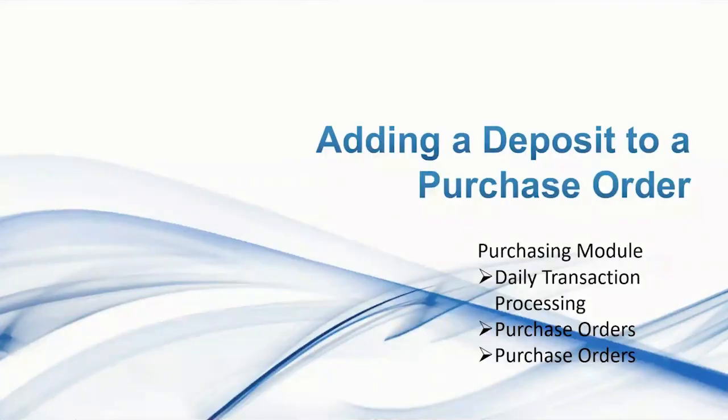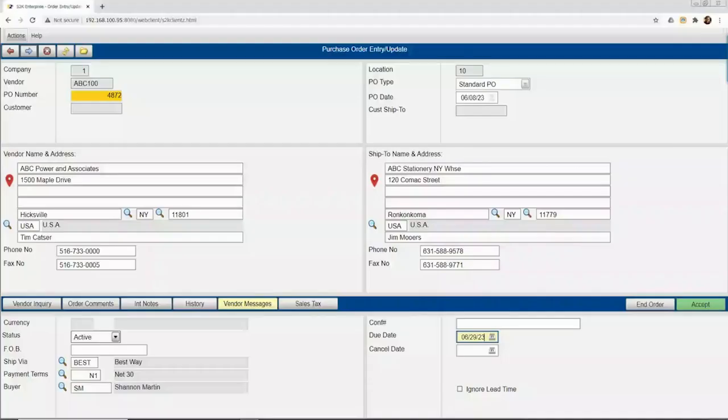So once you take care of those few pieces of setup, how do we actually go about adding a deposit to a purchase order? So you're going to go through all of your normal steps for a purchase order. We're going to go into daily transaction processing, and we're going to go into purchase orders. We're going to start a new purchase order.